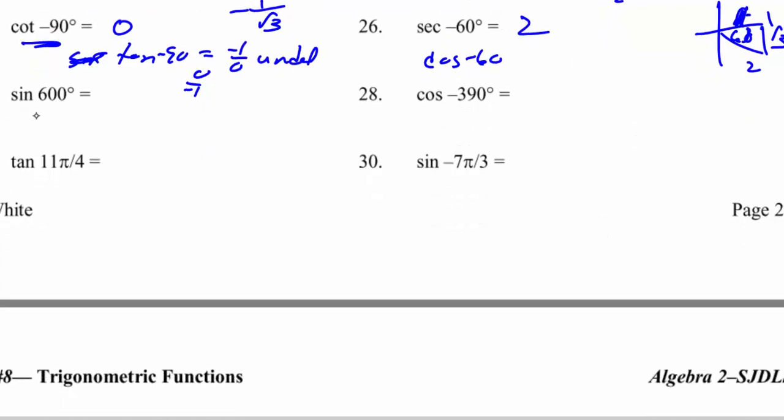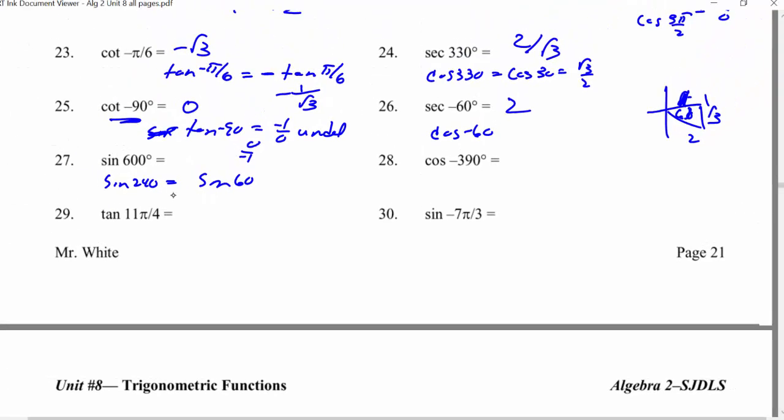The sine of 360, so take away 360, so that's the sine of 240, right? Which is related to the sine of 60. 240 is in the third quadrant, so it's negative. So this is negative root 3 over 2.